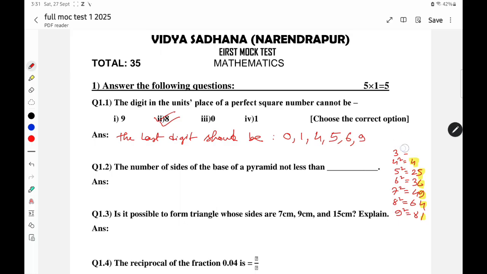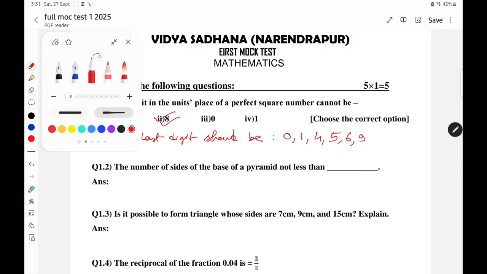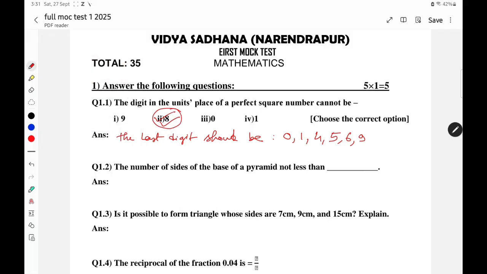May I erase it? So the answer is 8. Okay, next, the number of sides of a base of a pyramid not less than, this answer will be 3. Why? Because this is a tetrahedron for which the base is 3. Triangular base pyramid is the answer case.